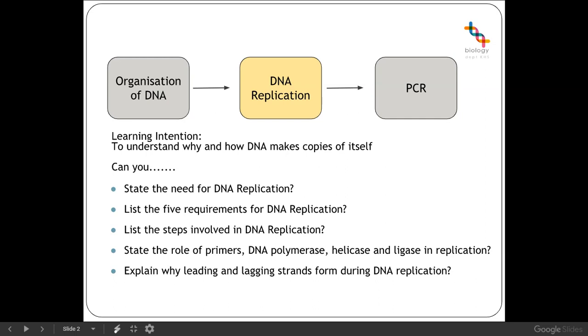So for today, what you're expected to be able to do is understand why and how DNA is able to make copies of itself. And you need to be able to state the need for DNA replication in the cell, list the 5 requirements for DNA replication, give the steps involved in DNA replication, state the role of primers, DNA polymerase, helicase and ligase in replication, and explain why we have leading and lagging strands forming during DNA replication.